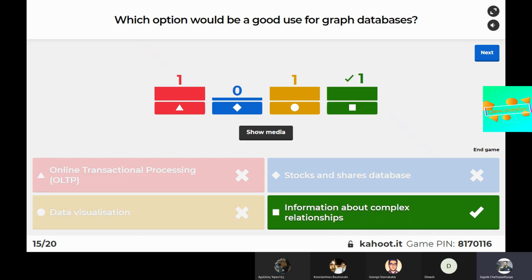So OLTP is for structured databases. These are not graph databases. Graph databases are for unstructured data.